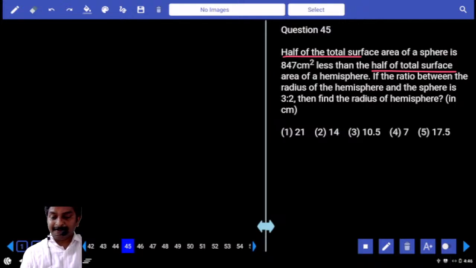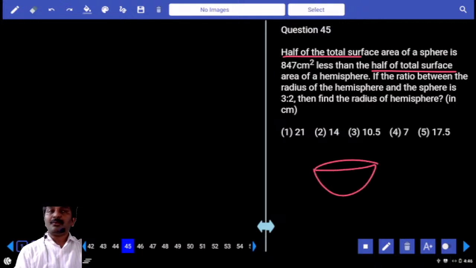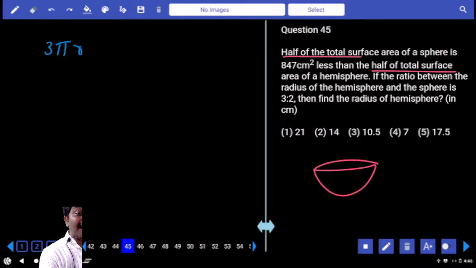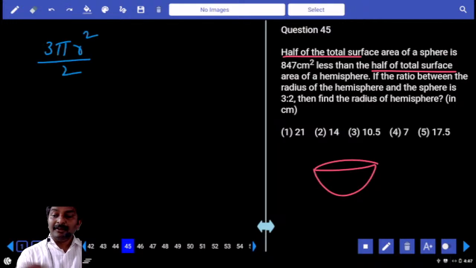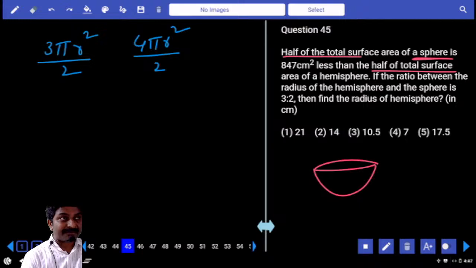For hemisphere, what is total surface area? 3 pi r square, half of that. For sphere, what is total surface area? 4 pi r square, half of that. This difference is equal to 847.